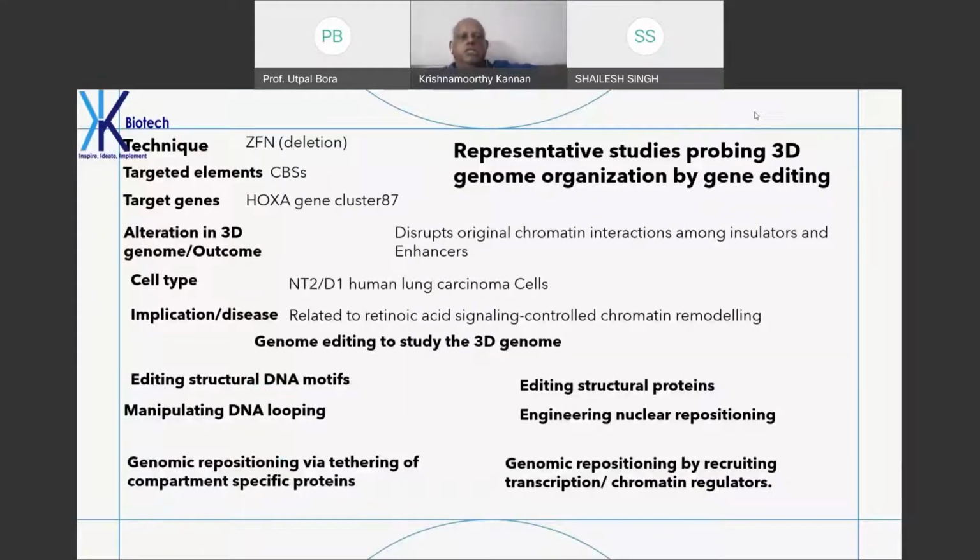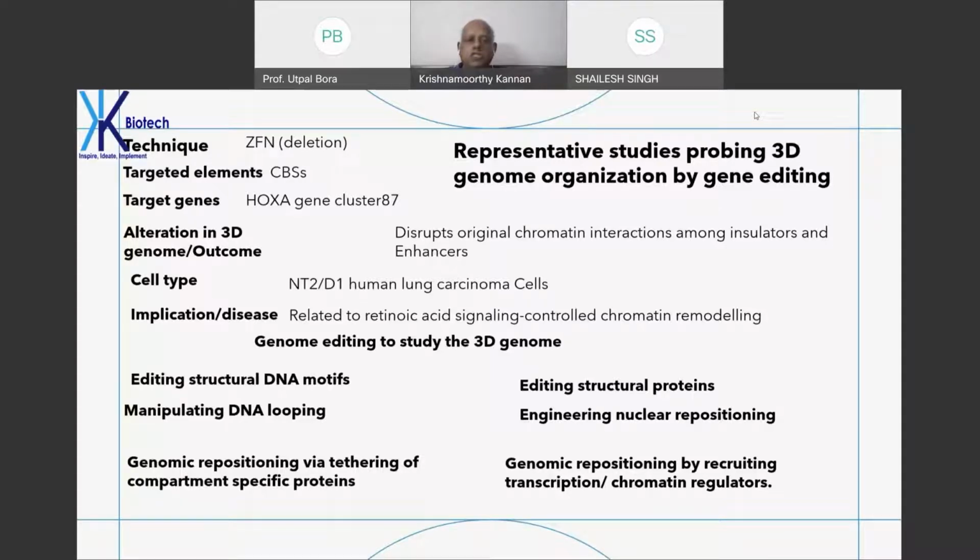So just to give you an idea, I'm just taking one example. There are so many methods, so I'm talking about zinc finger nuclease deletion. The targeted domain, we just talked about CTCF, and the target gene is so and so. The alteration disrupts original chromatin interaction among insulators and enhancers. The cell type used is NT2/D1 human lung carcinoma. The implication is related to retinoic acid signaling controlling chromatin modeling.